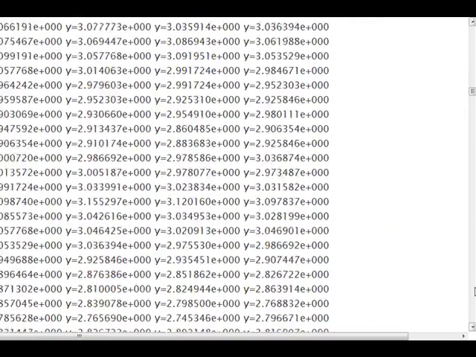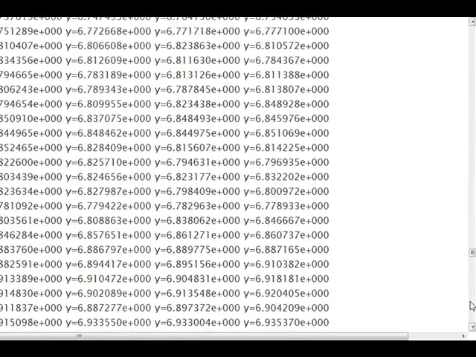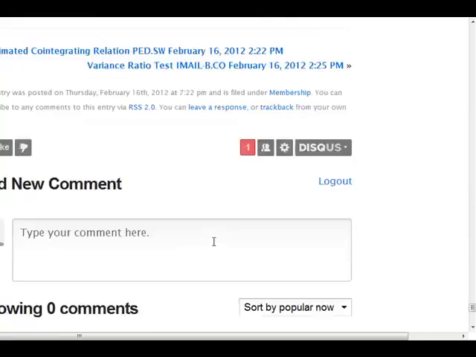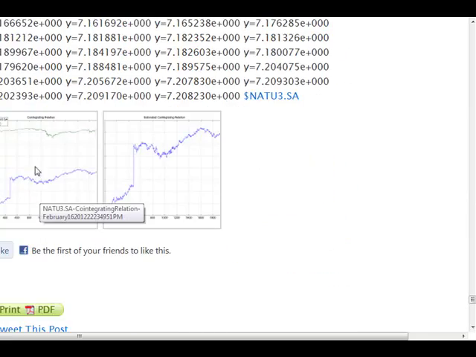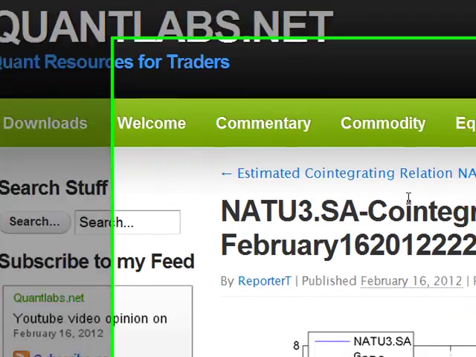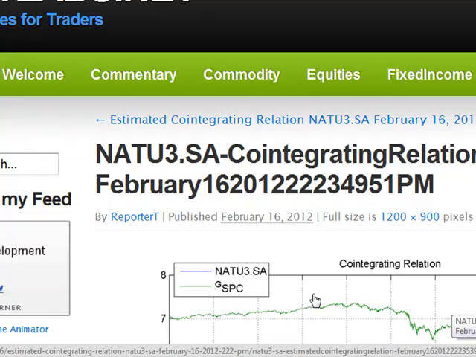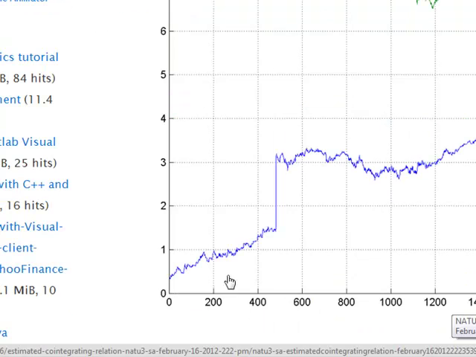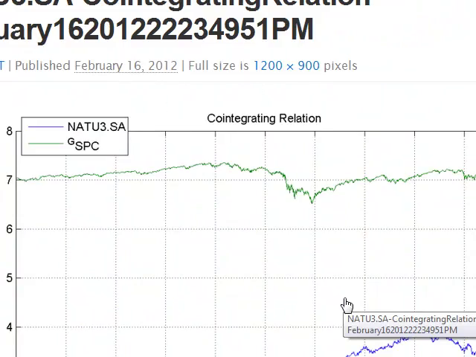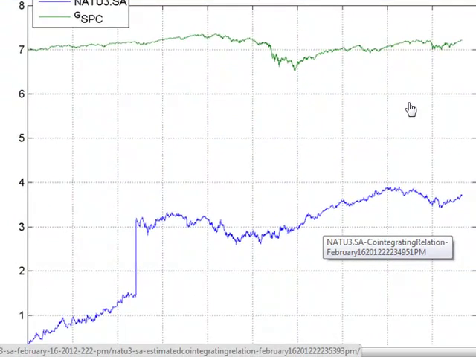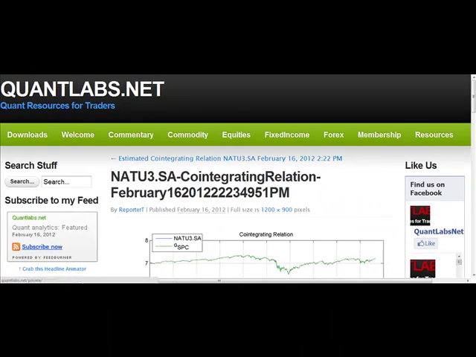Let me get to the bottom of it. Yeah, here you go. You've got two. What I've done is, these are all high performance stocks. In this case, I have the symbol NATU3SA, and the measurement is benchmarked against the S&P 500. You can see that the performance of this stock is quite high compared to the S&P 500, but that is not where the cool part is.